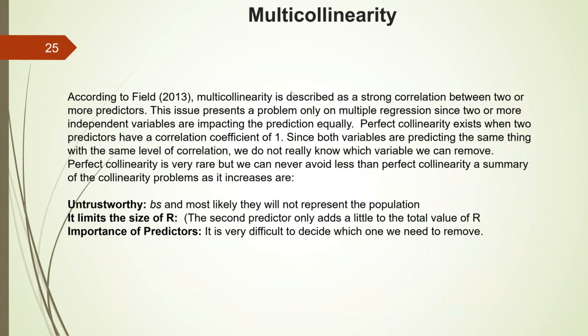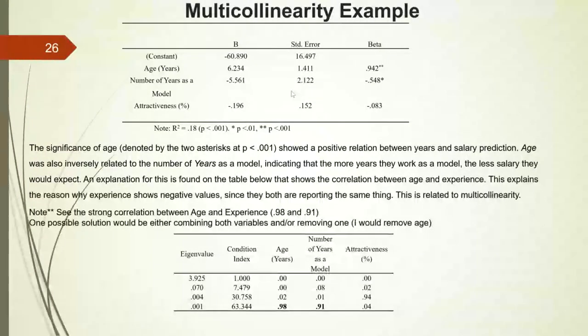Why is multicollinearity important? Well, if two independent variables are predicting the same thing, they're going to give you incorrect coefficients. Multicollinearity is shown here: look at the bottom right, age and number of years are highly correlated, 0.98, 0.91. And then look at the model. Number of years in the model is negative, even though it's significant, and age is positive. Why? Because it makes sense that age and number of years are predicting the same thing. So in this case, you have to get rid of one of those two variables. I would get rid of age and use number of years, but it's my own choice.